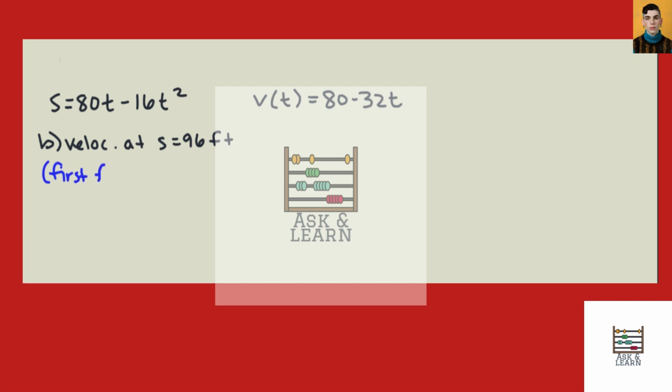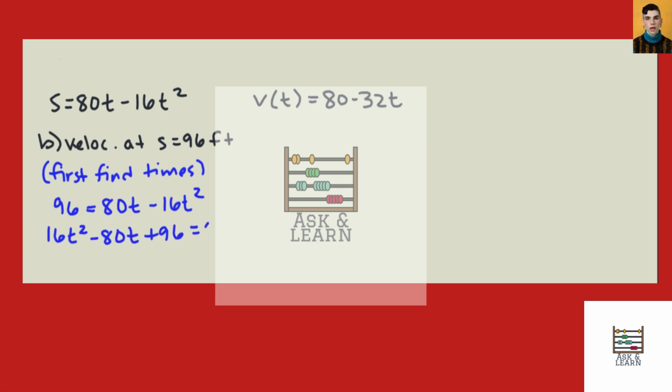And for part B, we want to know the velocity when the height is 96 feet. And the height is 96 feet at two different times, once when it's on its way up and once when it's on its way down. So the first thing we need to do is find the times that it has a height of 96 feet. So what we can do is take our height equation and set it equal to 96. So we have 96 equals 80t minus 16t squared. Let's get all the terms over to one side. So 16t squared minus 80t plus 96 equals 0.